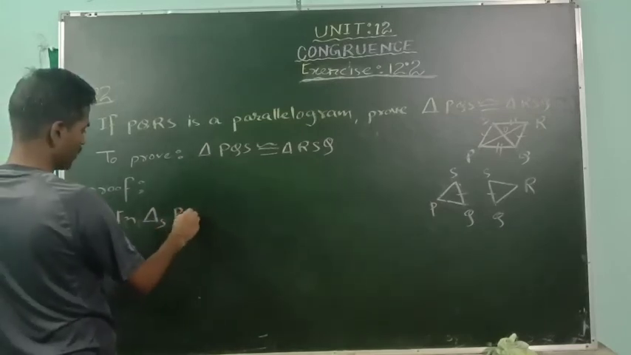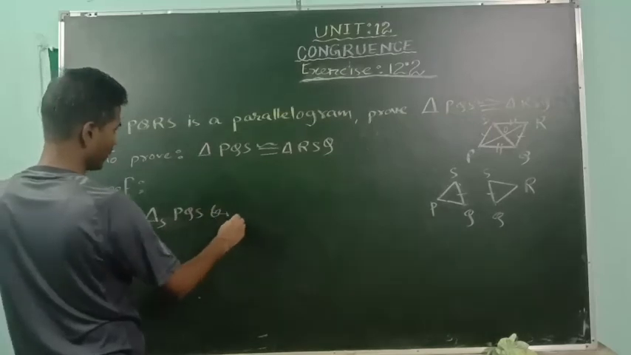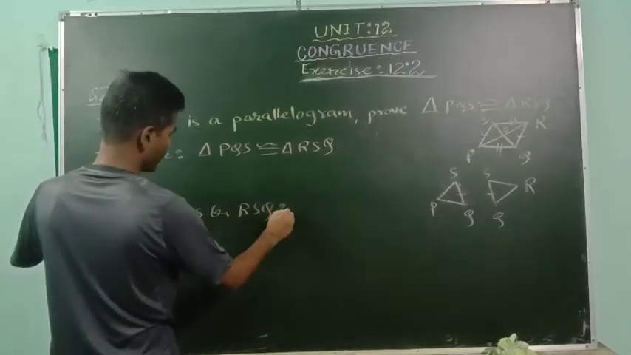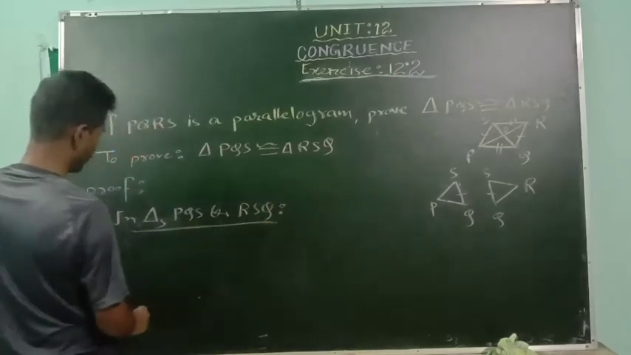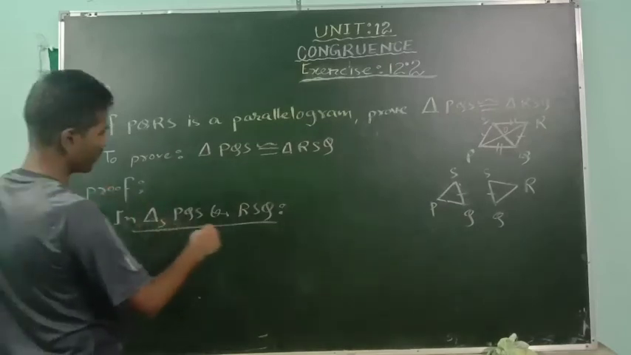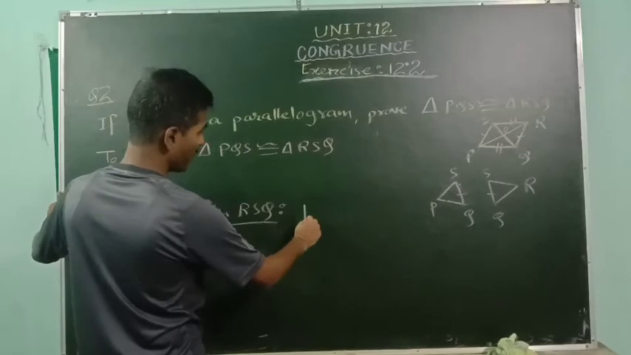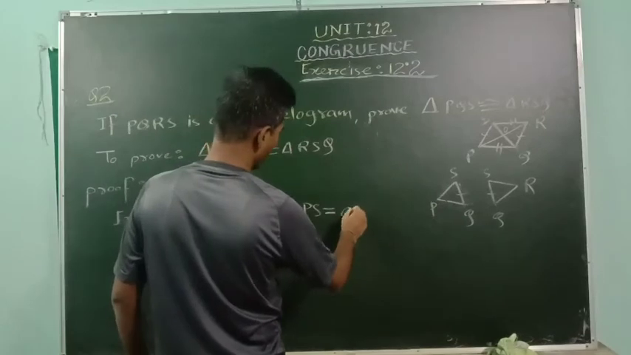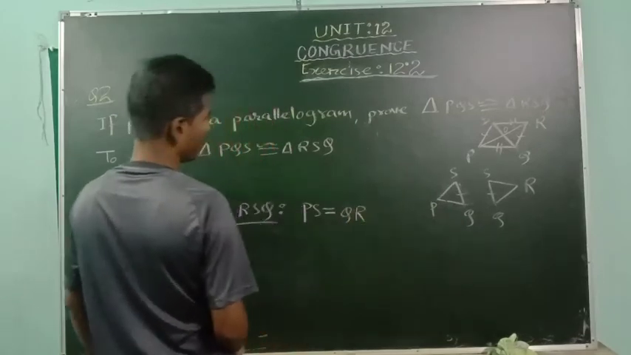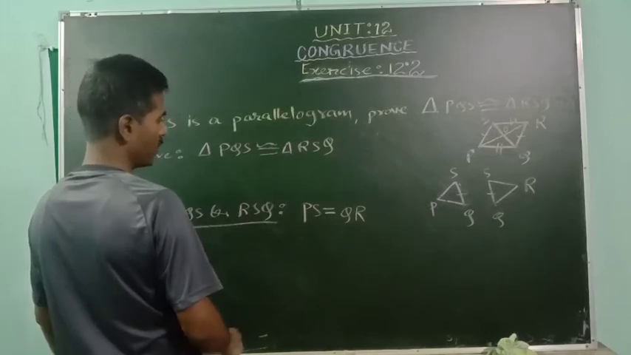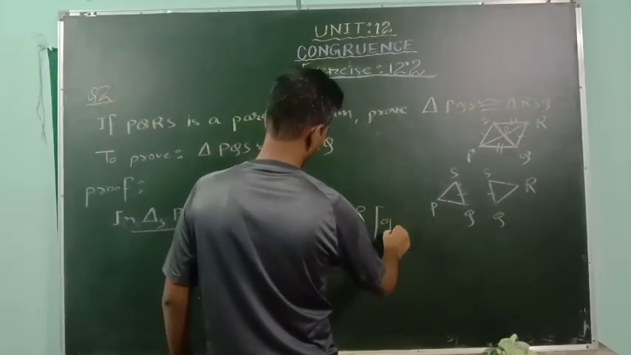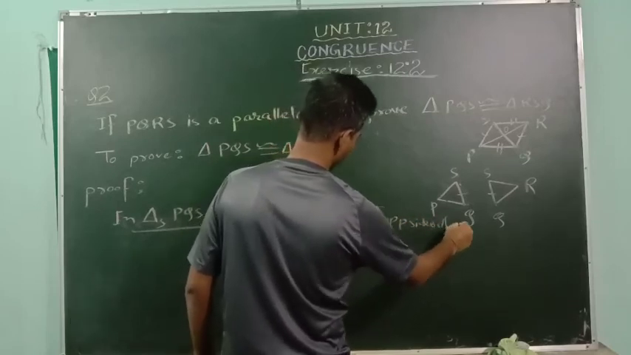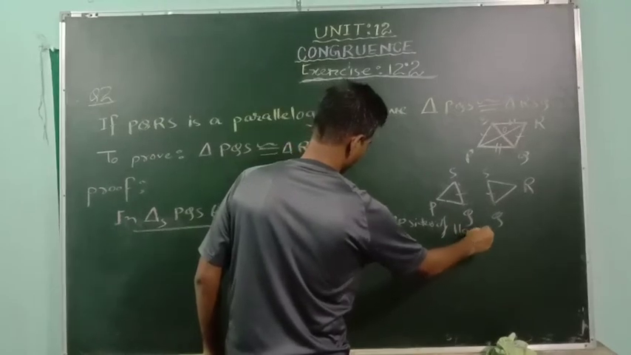In triangles PQS and RSQ, now see what we'll get. PS equals QR. Why? The reason is: opposite sides of a parallelogram.